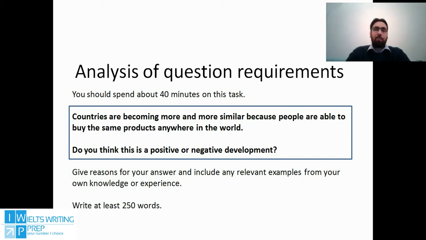Okay, now what else do we have? Give reasons for your answer. So it's not just enough for us to say that we believe it's positive or we believe that it's a negative development. We need to back this up with reasons. And not just that, we need to also give examples. Okay, so it is common for candidates to give reasons without examples, and when you do that, you're not really addressing the requirements of the task.